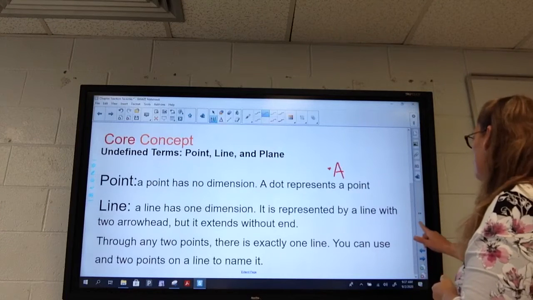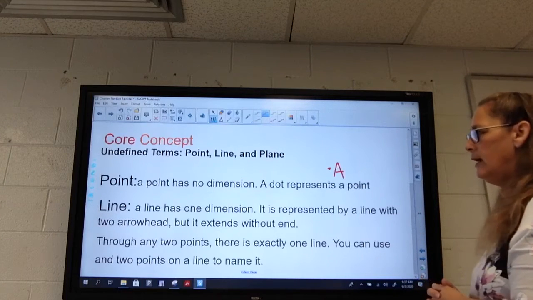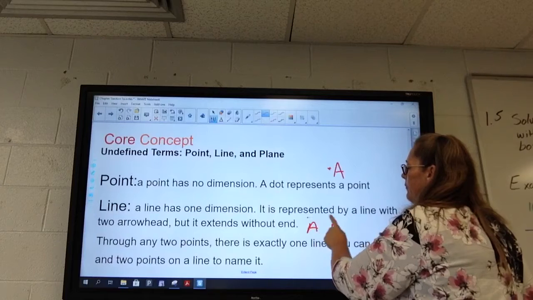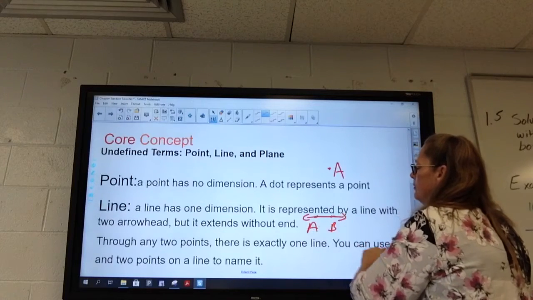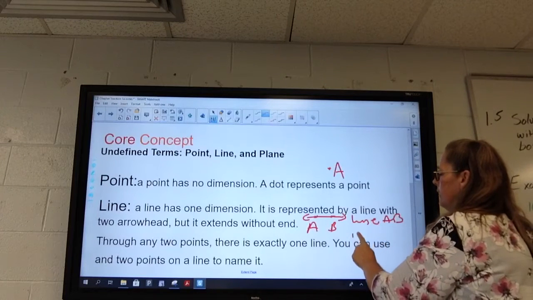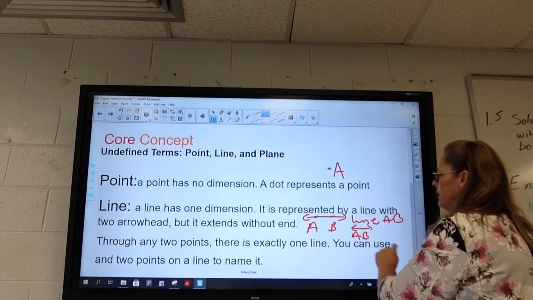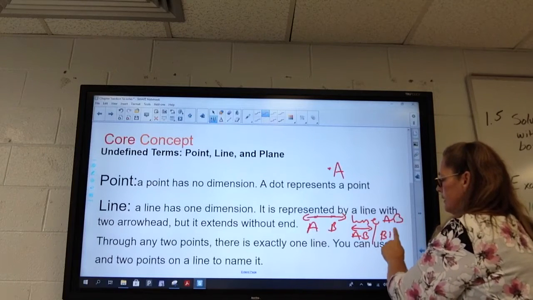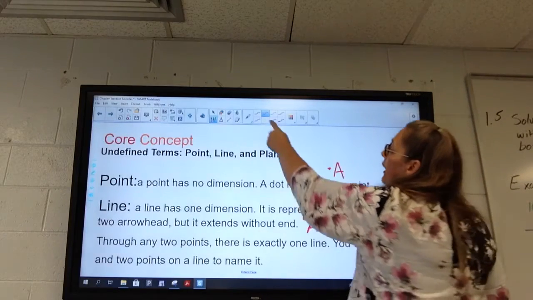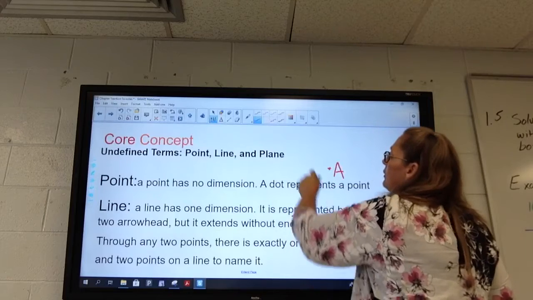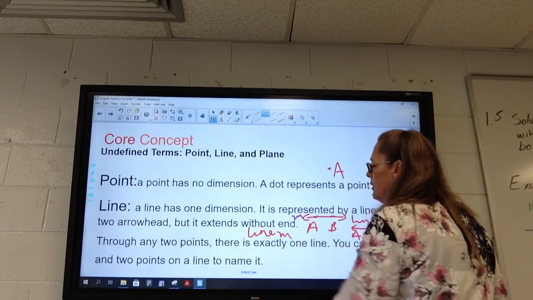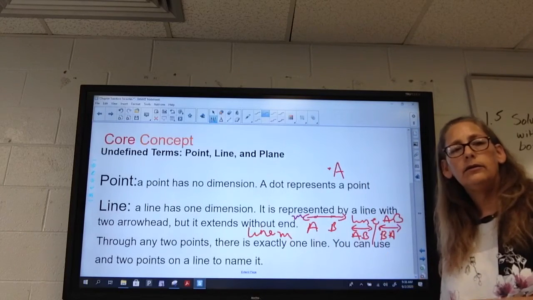Line. A line has one dimension. It is represented by a line with two arrowheads. So if I have line AB here, the way I show that is I can write the word line AB. I can say line AB with the line over it. I can say line BA because that is the same line. If there's a little cursive letter out here sticking somewhere, you can name that line M also. So these are the ways that you can name a line using that information.